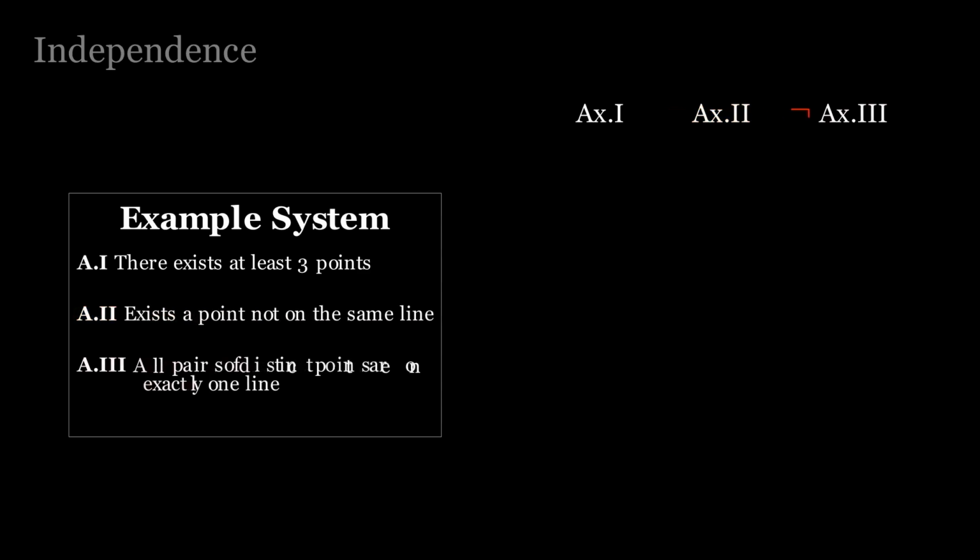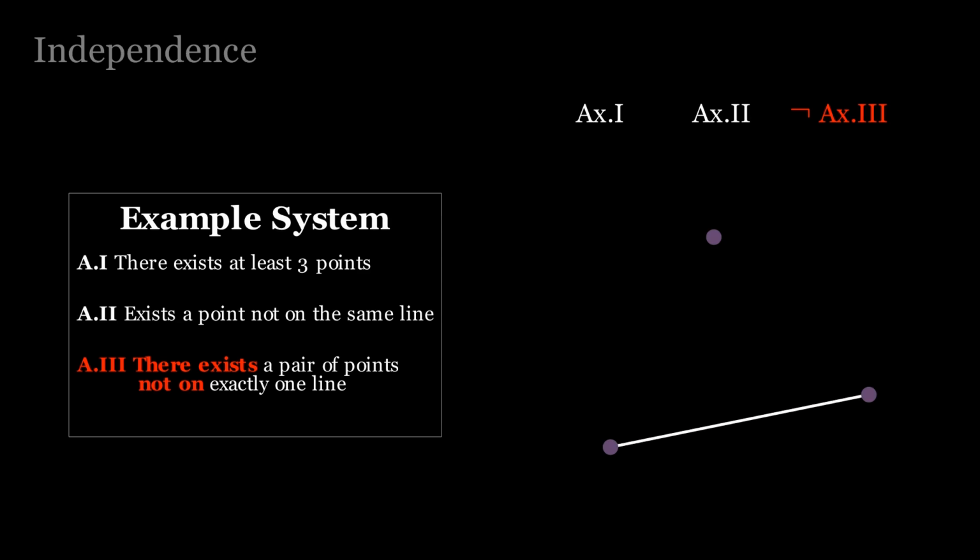Negating this turns into, there exists a pair of points that are on not exactly one line. Let's just start off with the first axiom and draw 3 points. Our negated axiom tells us that pairs of points cannot be on only one line. If we had a line going from one point to another, to satisfy this axiom, we can just make another line that connects both of these pairs.